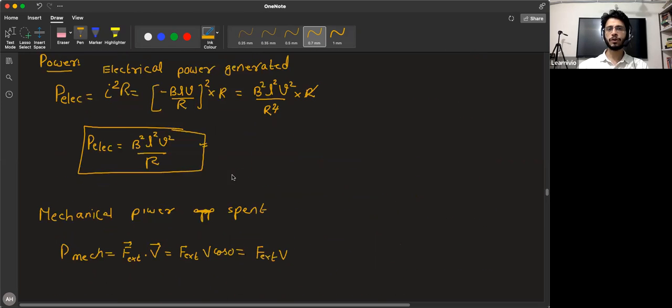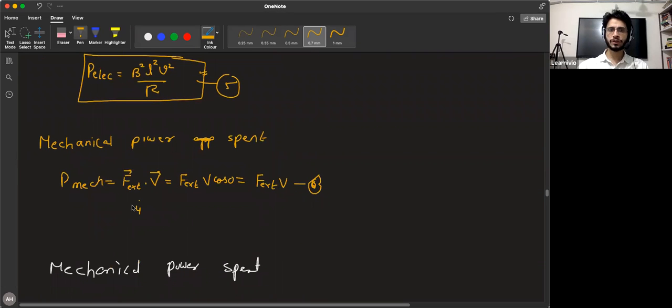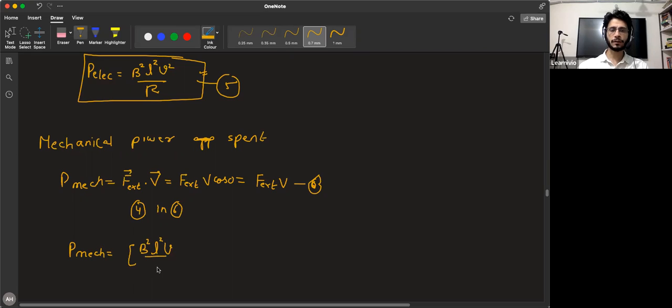So if I call this equation 5 and this equation 6, we have already calculated the external force in equation number 4. So we can substitute 4 in 6. When we substitute, we get that mechanical power, P mechanical, is F external, which is B square L square V by R, multiplied by V. So this comes out to be B square L square V square by R. So this is the formula for the mechanical power spent.